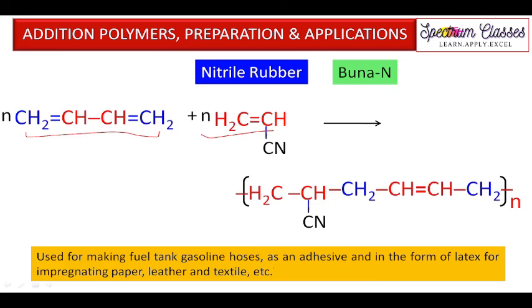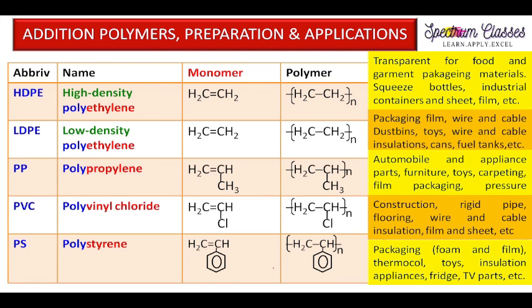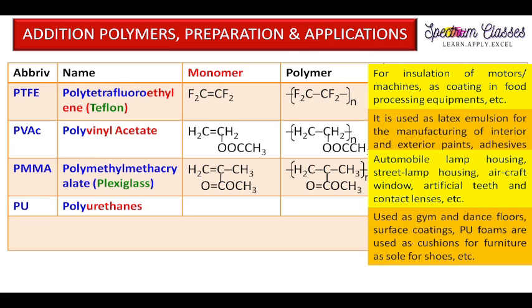So I just summarized the addition polymers here in this table. This is LDPE, HDPE, and the monomers are written over here. For propylene, what you need to do, you need to add a methyl group. For polyvinyl chloride, you add Cl. For styrene, here is the styrene, right? And these are their polymers, and applications are also summarized here for your convenience, so that it will be easy for you for the preparation of your exam.